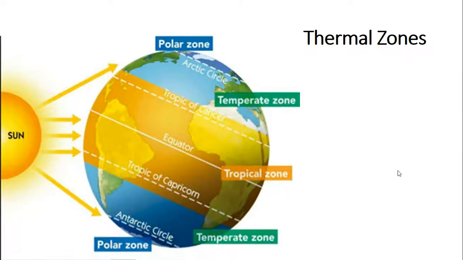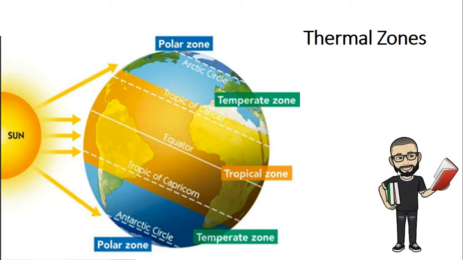Thermal zones. The equator is where you get more heat, but as the sun's rays are directed towards the poles, they project more inclined and make those parts of the Earth cooler. In this way, five large thermal zones are created: one tropical zone, two temperate zones, and two polar zones.